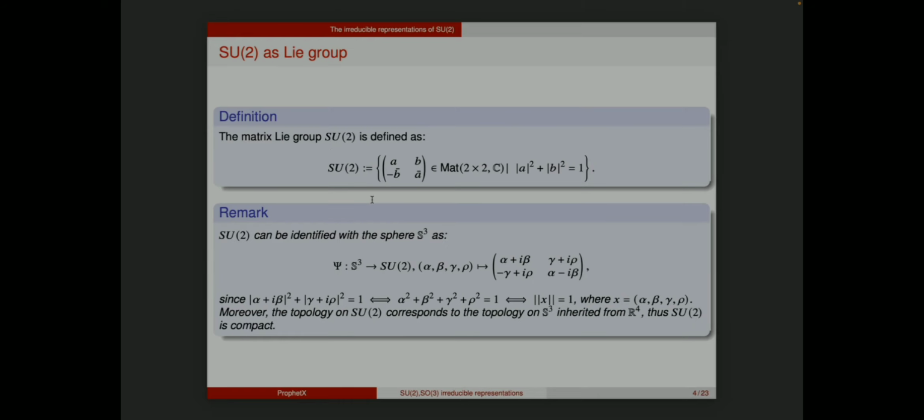So this is the motivation to study these. Now let's see what SU2 is. So it's a Lie group. It's basically a matrix Lie group, one of the classical groups. And the definition is given there. And moreover, we can identify S3 with SU2. So we can identify it with the sphere by the map given there, and as we know that the sphere is compact, we obtain that SU2 is a compact Lie group.